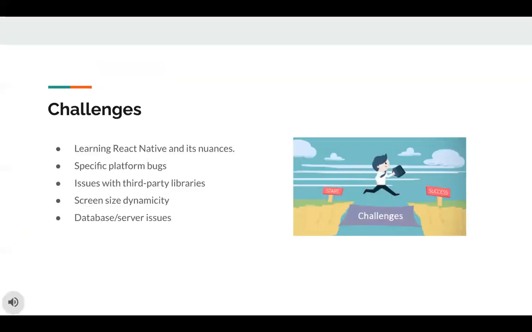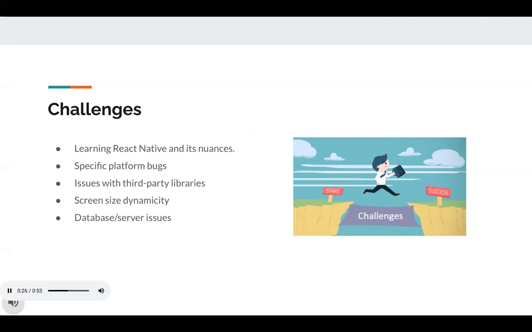Challenges. There were many challenges during the development cycle, some of which are listed below. Learning React Native and its nuances was a challenge because we were not familiar with React, which is what React Native is based on. Specific platform bugs happen when the code works on iOS but not Android, or vice versa. Issues with third-party libraries include outdated or poor documentation, or just non-existent third-party libraries.